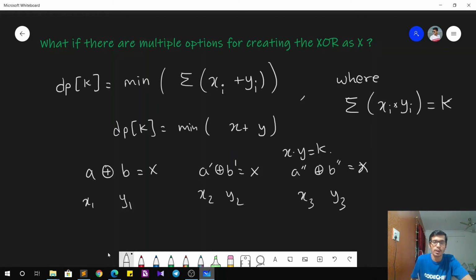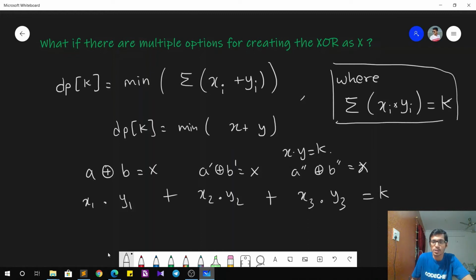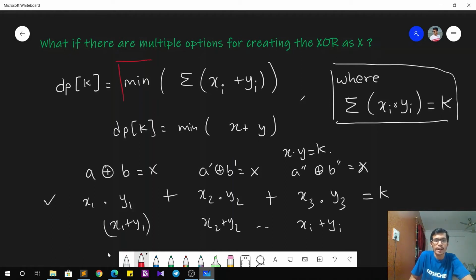So if you want to create a sequence according to the question, the summation of these products should be equal to k, which is what I've mentioned here, right? So the summation of xi into yi should be equal to k, and if this is valid, we want such a sequence wherein x1 plus y1, x2 plus y2, and so on, xi plus yi is minimum.